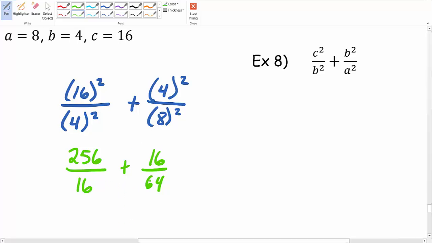Now, before we go ahead and just start trying to combine these two fractions together, it helps us greatly to go ahead and try to simplify things as much as possible. So 256 divided by 16 gives us 16, plus 16 divided by 64. Well, 16 goes into 64 4 times. So really the fraction 16 over 64 can be simplified down to 1/4.